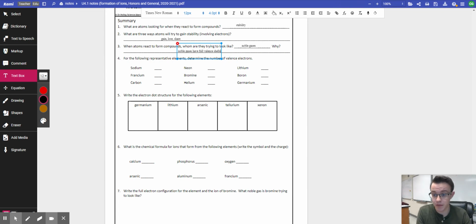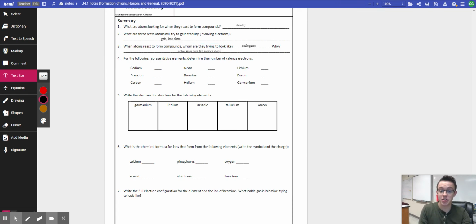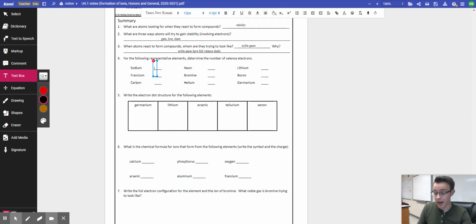Okay, so for the following representative elements, determine the number of valence electrons. Remember, the number of valence electrons for a representative element, meaning it's group A, is just the number of the group that they're in. So sodium is in group 1A, so it has 1 valence electron. Francium, also in group 1A, so it has 1 valence electron. Carbon is in group 4A, so it has 4 valence electrons. Neon is in group 8A with the noble gases, so it has 8 valence electrons, so it's stable. Bromine's in group 7A, those halogens, so it has 7 electrons.